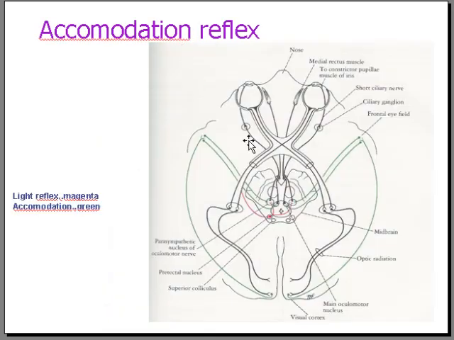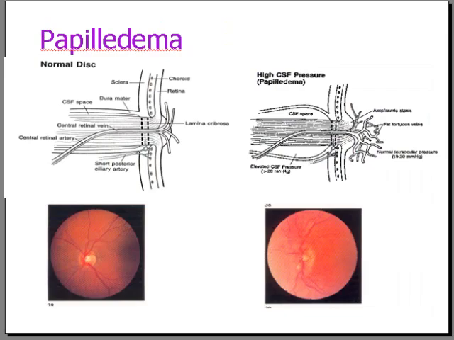And then the last one, the accommodation reflex. Notice how the accommodation reflex bypasses this pretectal nucleus. So that's why in Argyll-Robertson pupil, where this pretectal nucleus is damaged, the accommodation reflex persists, whereas the light reflex is gone. So again, little things like that you must know. Wherever these important clinical applications are, I cannot emphasize the importance. Again, you must know the features of papilledema.